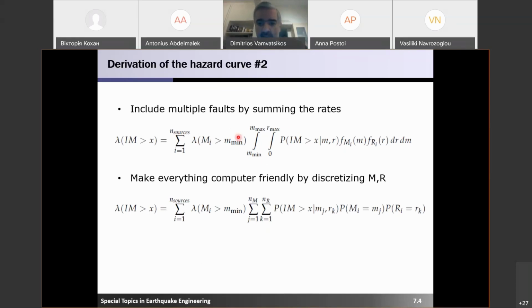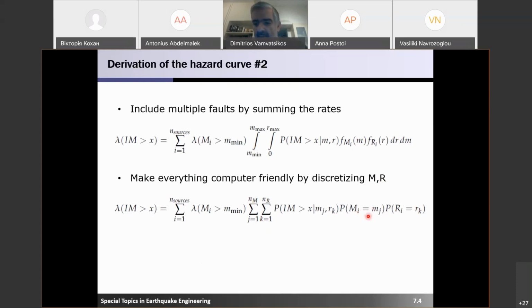And of course, computers do not like integrals. Actually, humans probably don't like integrals if what's inside the integral is too complicated. And when you don't like to do continuous stuff, the solution is to discretize. You make everything super computer friendly by discretizing your M and R into bins, intervals, if you will. So this is a summation. Those two become summations as well, over a number of magnitudes and a number of distances. There you go. That's pretty much it.